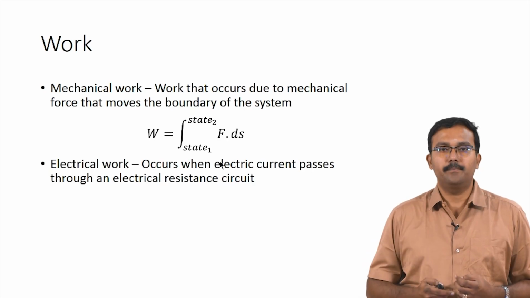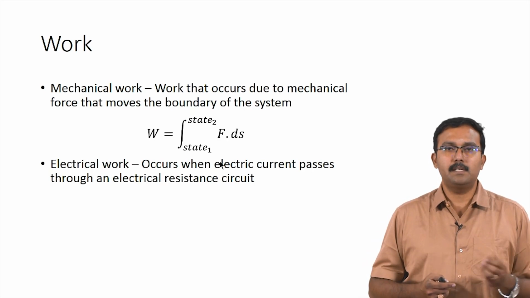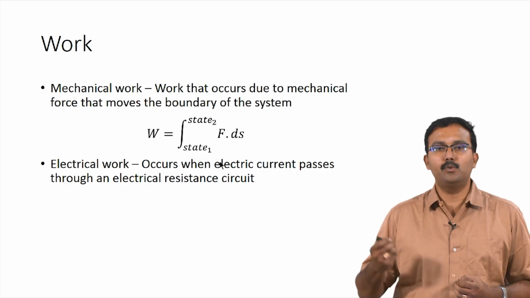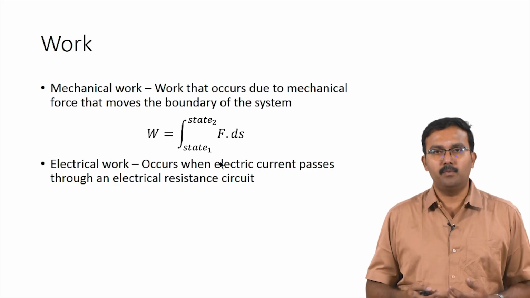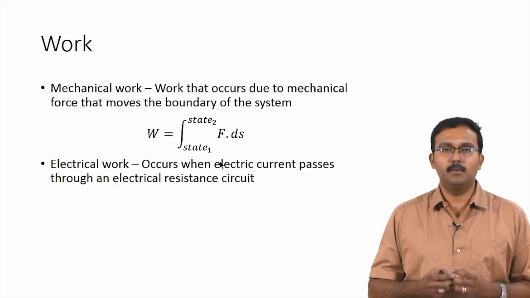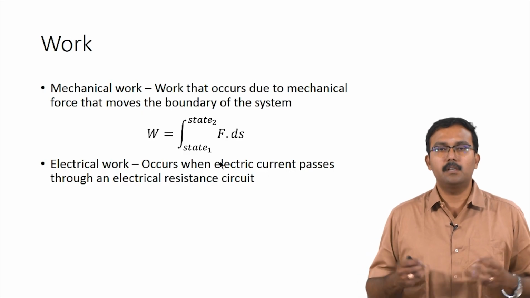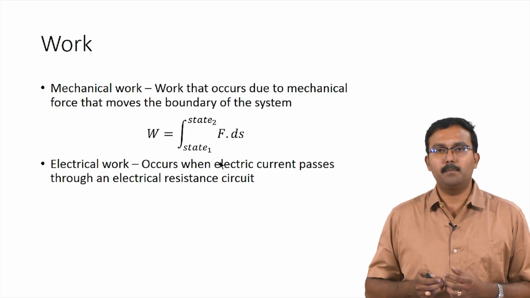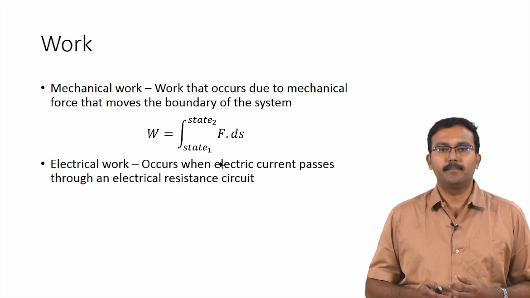change in its state. You can have electrical work, which is the work which is done when an electric current passes through a resistance, and this would create some amount of work. So, this is a type of work which we will not look at for our course, because we will be looking at chemical and biochemical processes where this is usually not a major factor.